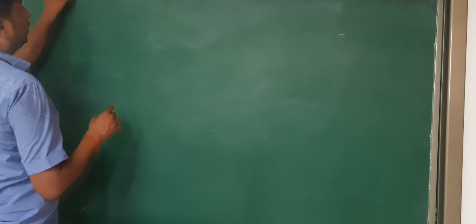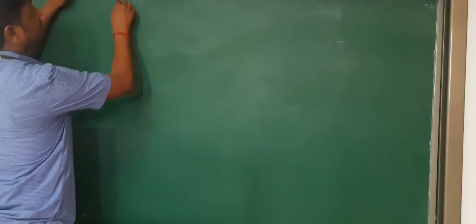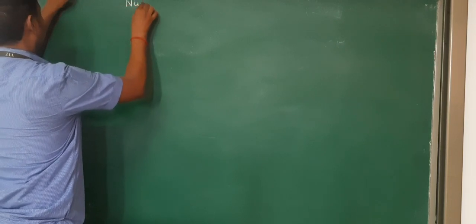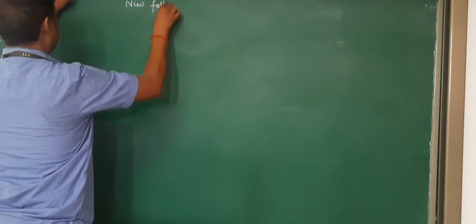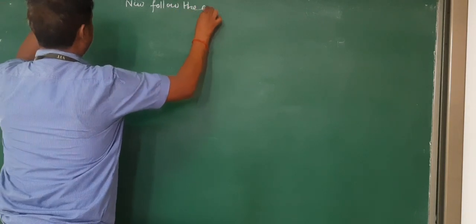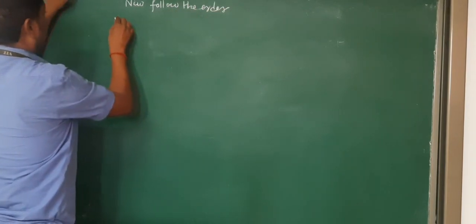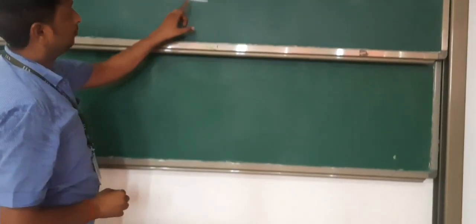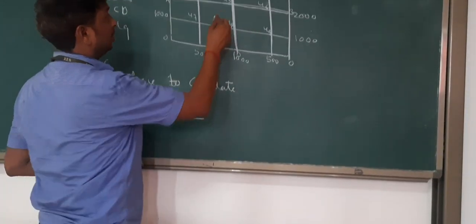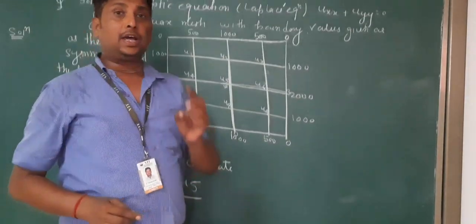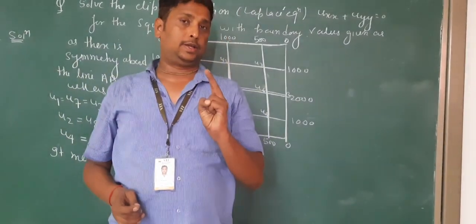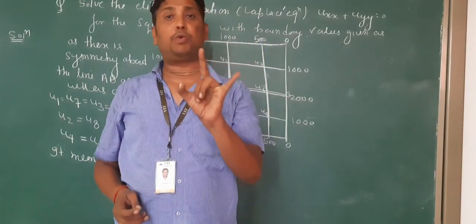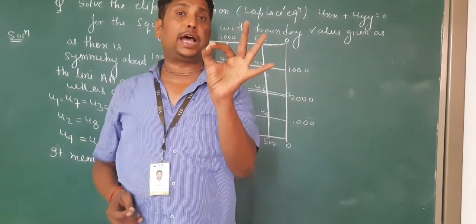So follow the order. First, which one? U5. Which U5 means this one. Because here we have 2 formulas to calculate value. One is called the standard 5-point formula and second is called the diagonal formula.